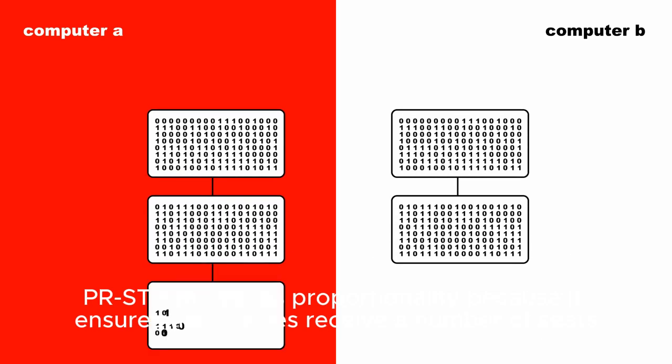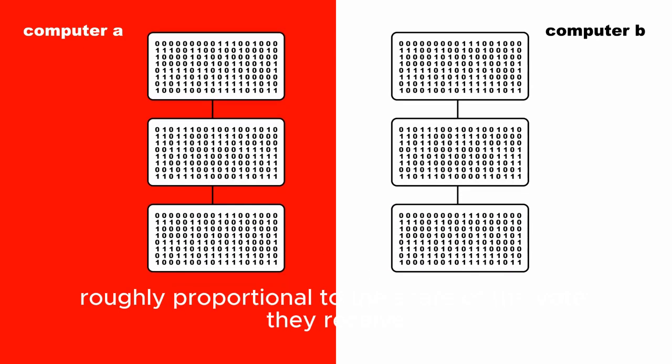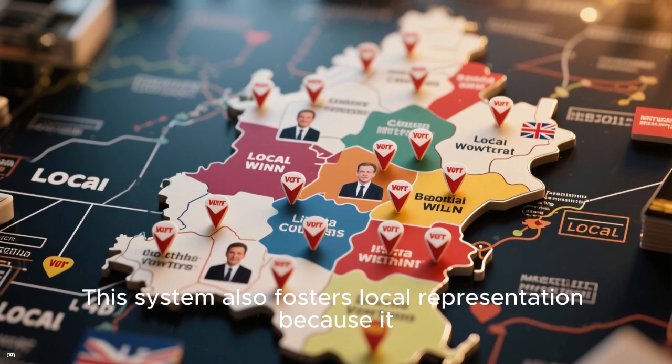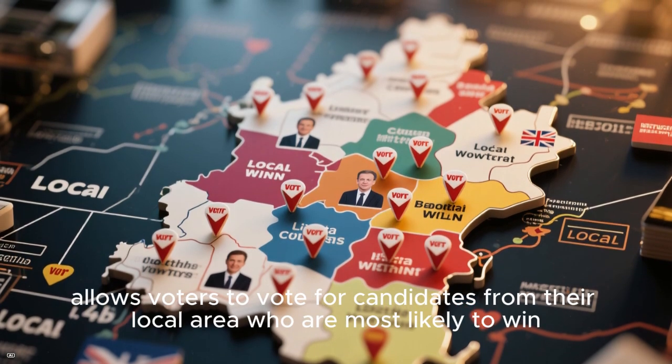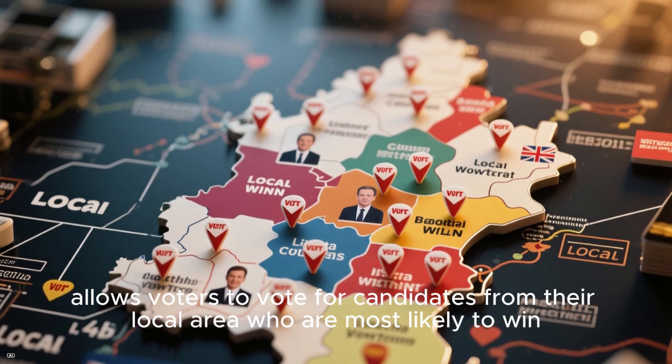PRSTV promotes proportionality because it ensures that parties receive a number of seats roughly proportional to the share of the vote they receive. This system also fosters local representation because it allows voters to vote for candidates from their local area who are most likely to win.